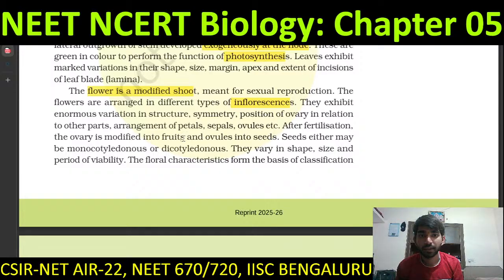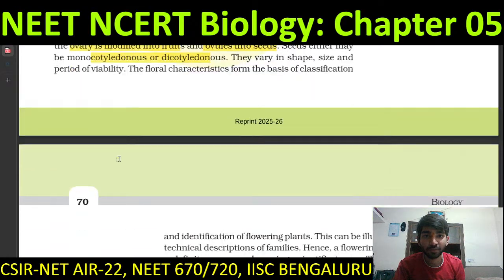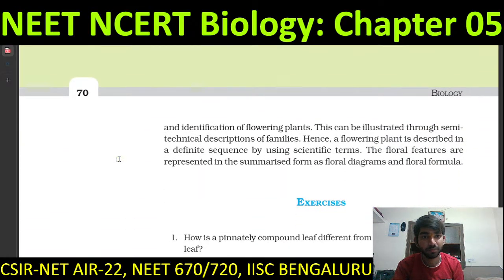Enormous variation in symmetry, ovary, and so on. After fertilization, ovary is modified into fruits. Ovules are modified into seeds. Maybe monocot or dicot. Shape, size, everything is varying in nature. The floral characteristics form the basis of classification and identification of flowering plants. Semi-technical description of a family: flowering plant described in definite sequence by using scientific terms.